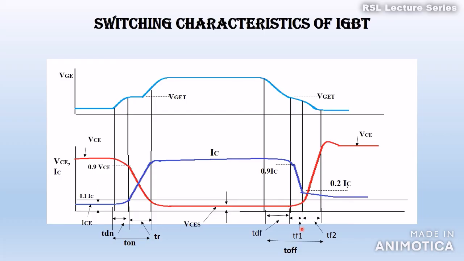So this is the initial fall time, and finally the current will fall from 20% to its minimum value. At the same time the voltage will rise up. So this time is the final fall time. These three, TDF plus TF1 plus TF2, will constitute the off time of the device.